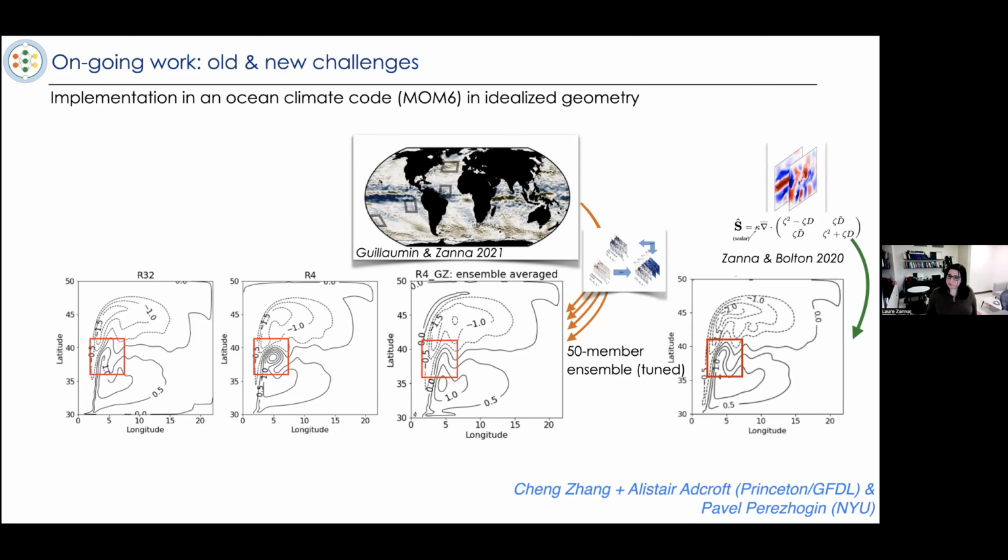The second one is the equation-discovered one. So again, we take the coarse-resolution model, and now we implement an equation-discovered parameterization. Again, it was trained on completely different data, and now it's implemented into the code.